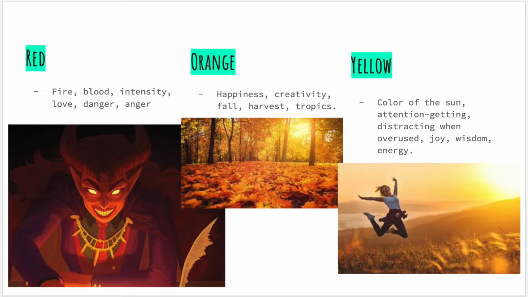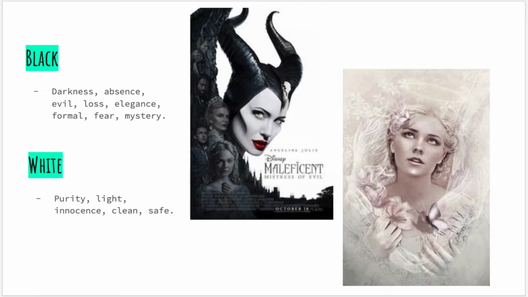Yellow is the color of the sun and is very attention-getting. However, it can be very distracting if it's overused. Yellow is also used to imply joy, wisdom, and energy. Black and white can also have meanings. Black is used to create a sense of darkness, loss, evil, and mystery.